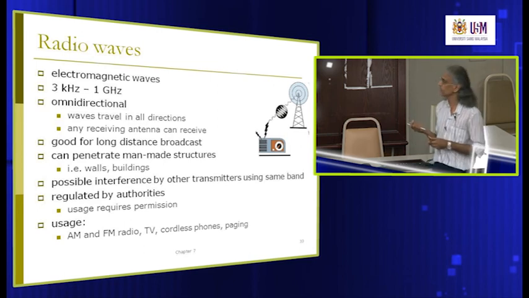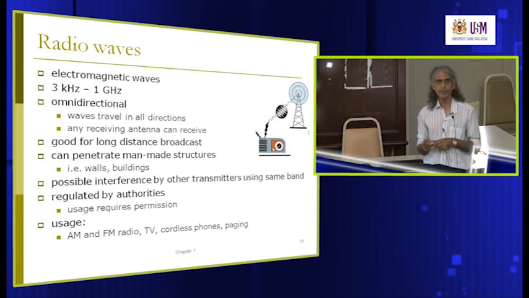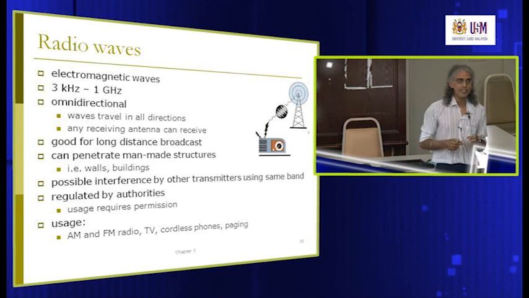But the main problem is that there is a possibility of interference by other transmitters using the same band, same frequencies. So if you are using a particular frequency to transmit, and somewhere else is using the same frequency, then there's a possibility of interference, overlapping of the signals. So the signals will actually be jumbled up.